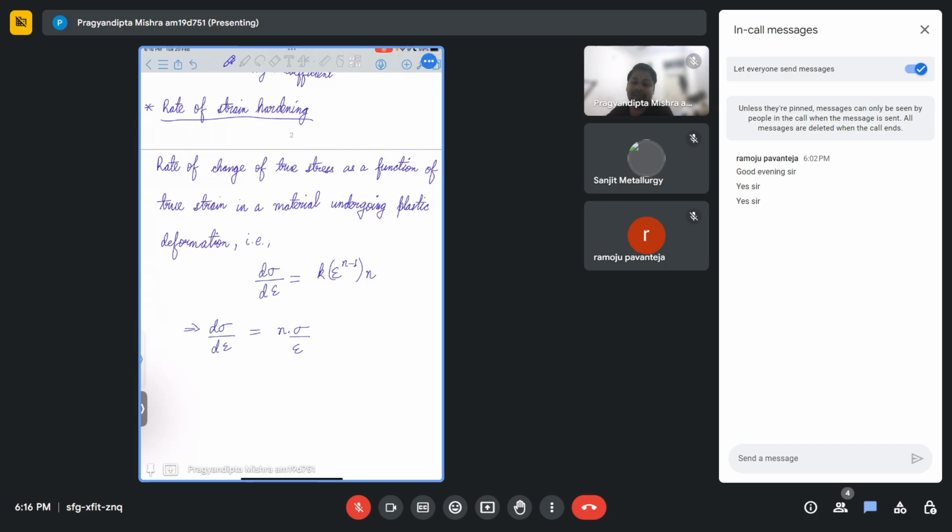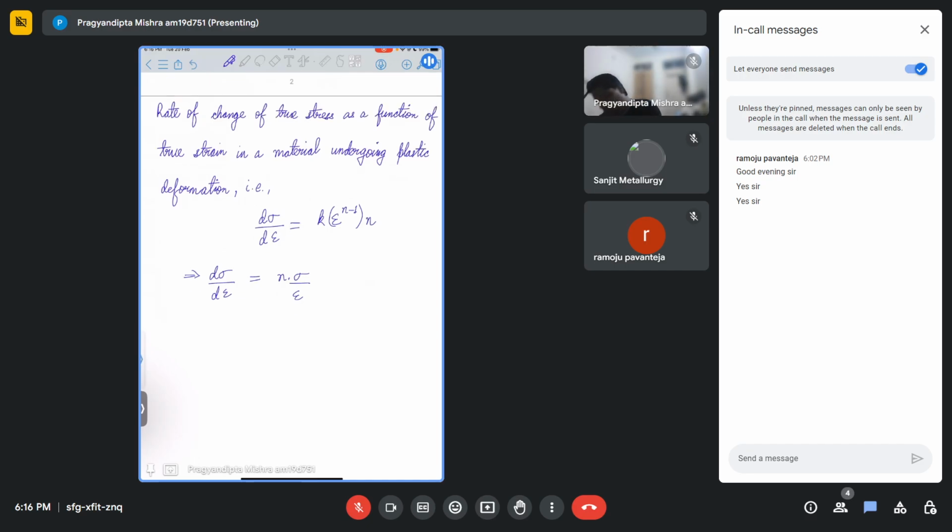What does this mean? Your rate of strain hardening is proportional to n times sigma by epsilon. Now n is something that is controlled by the material, right? It is the material behavior. But sigma is something that we can control. So in order to ensure that the material deforms faster, you need to apply more stress.